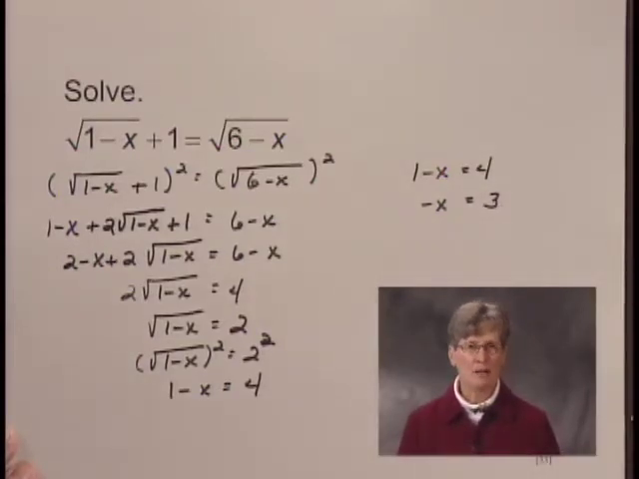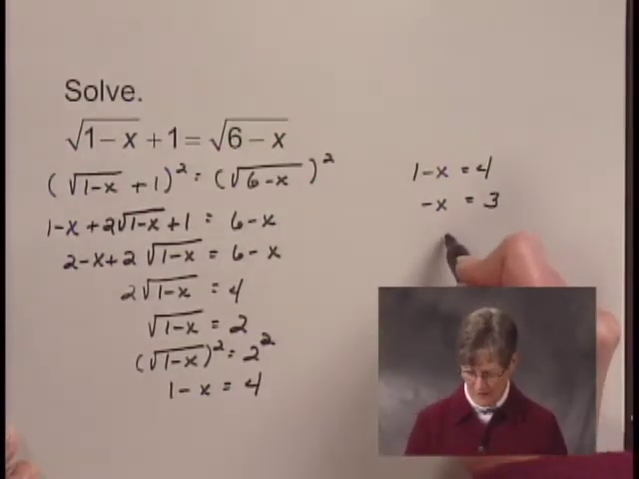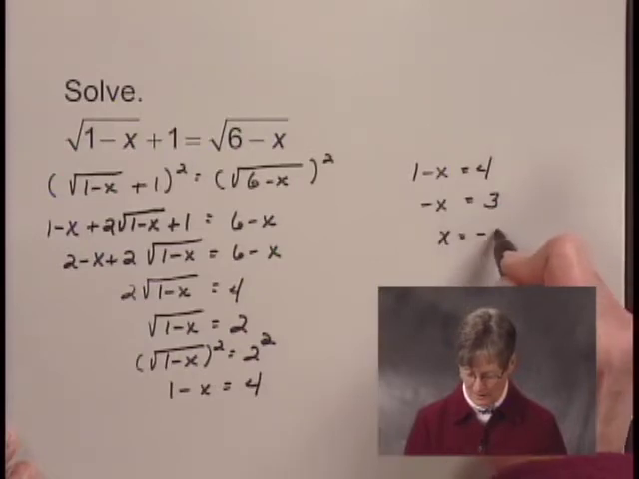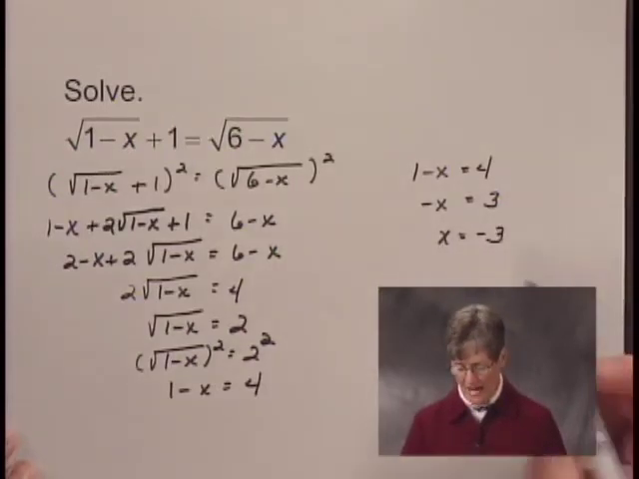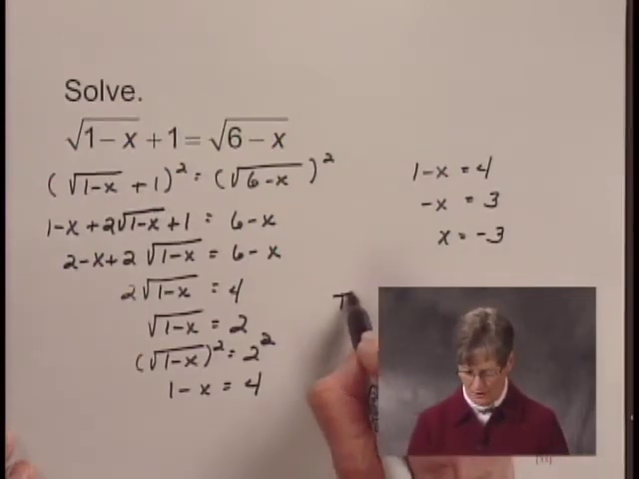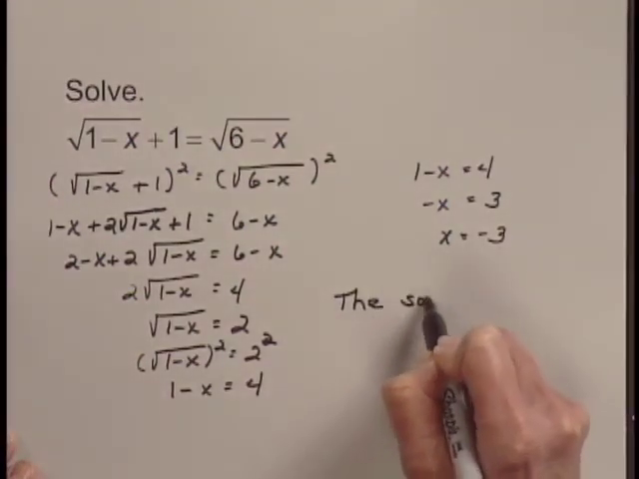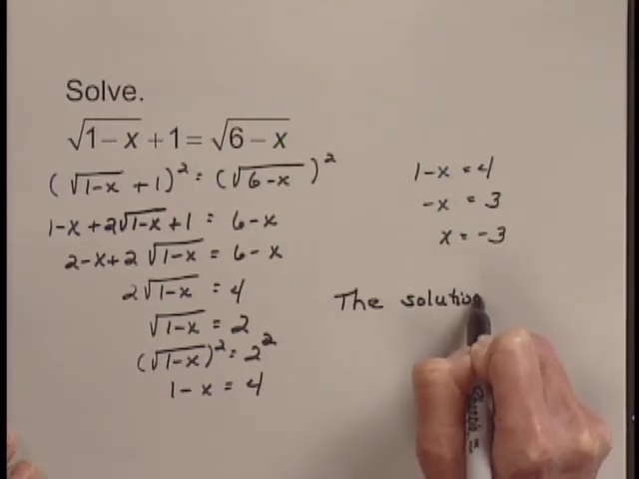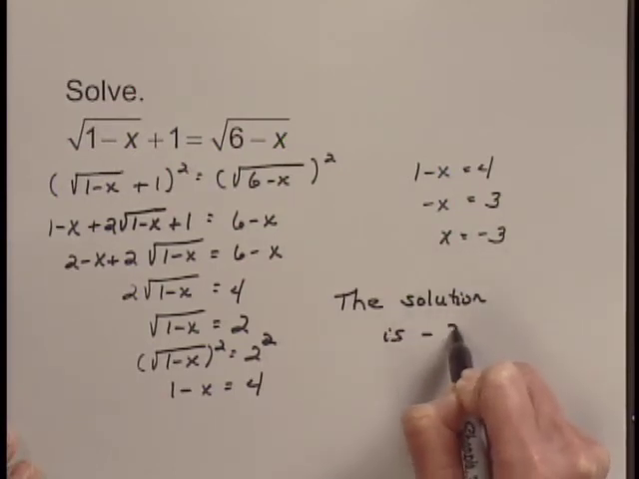And now I'm going to multiply both sides by negative 1 to solve for x, and I get x equals negative 3. And if we check negative 3 in the original equation, we find that it is a solution. So we say the solution is negative 3.